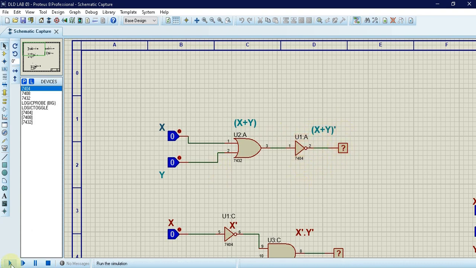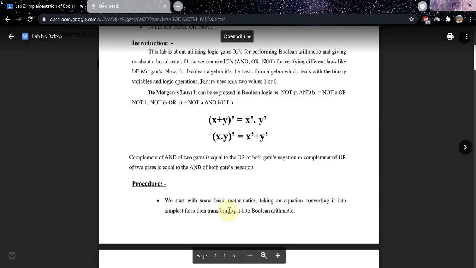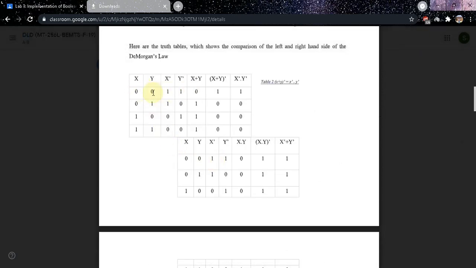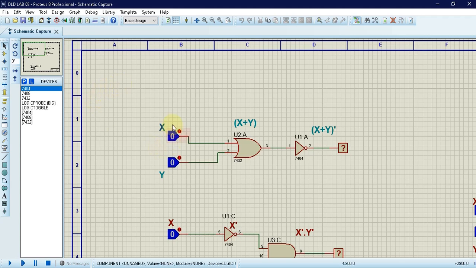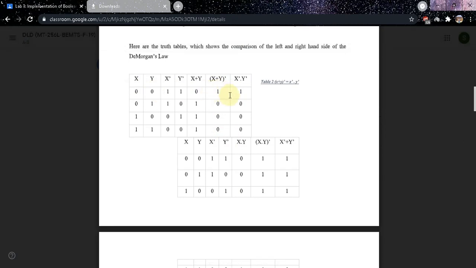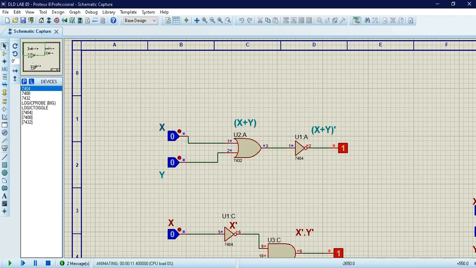Let's see from the truth table what will happen if we give both of our inputs, x and y, as 0 and 0. Let's start the simulation. Here we can see it is giving us 1. Now we shall see what our logic truth table says. 0 and 0 gave us 1, so this condition is true.